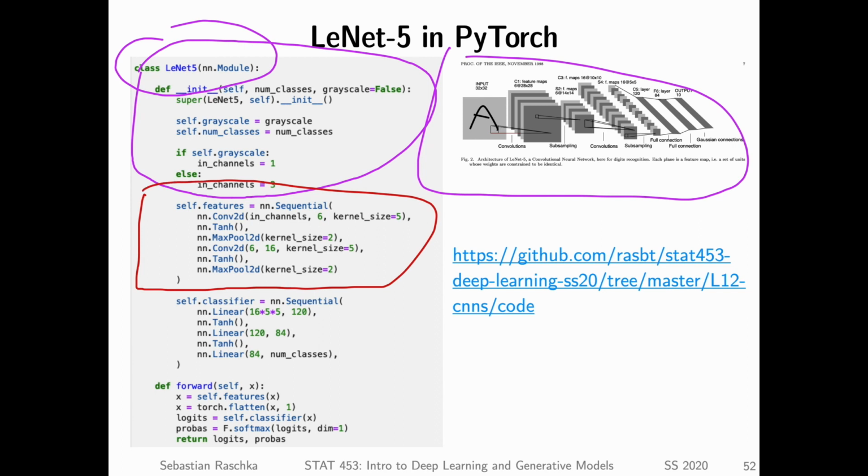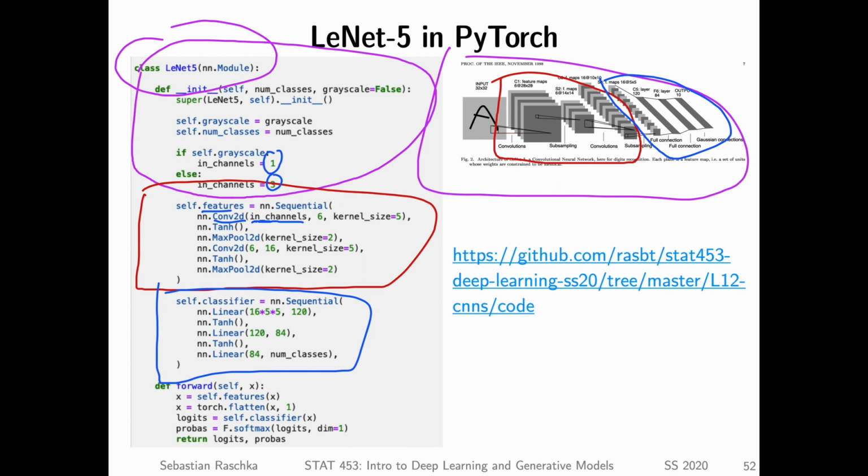This is the feature extractor part, so this would be this part. And then here I have the fully connected part, the classifier part, which is this last part here. Let's look at this feature part first. The first convolution layer receives the input image. The number of input channels is equal to 1 or 3, depending on whether it's a grayscale or a color image. And then it outputs 6 channels. These 6 channels will go into the next convolution layer.